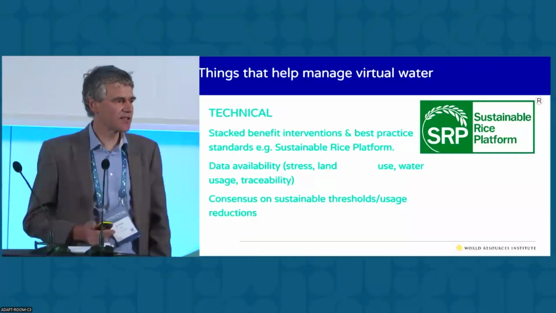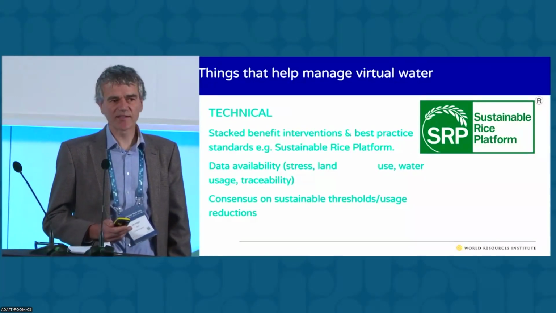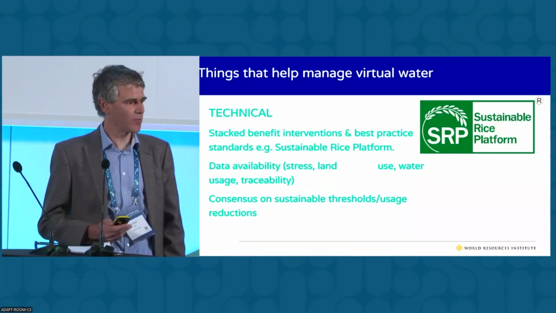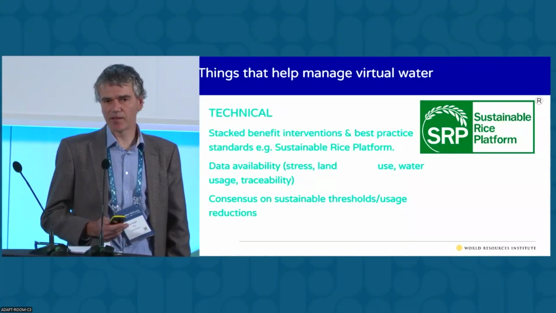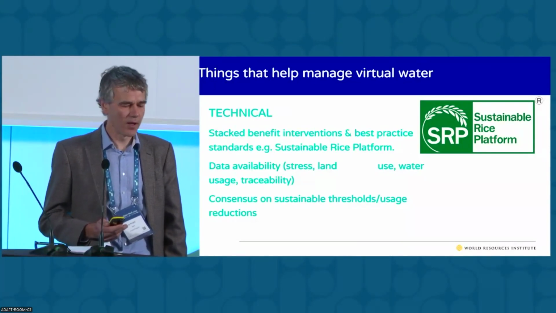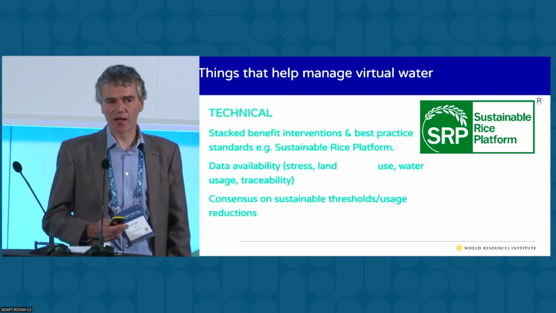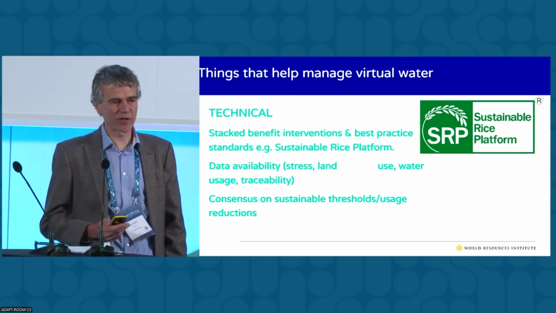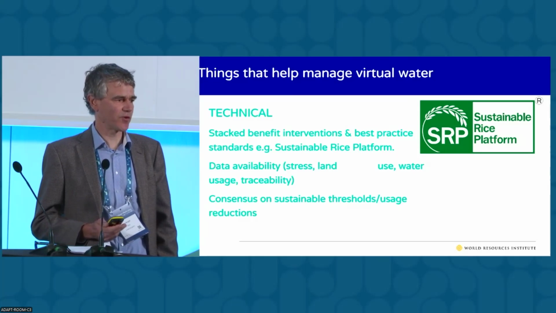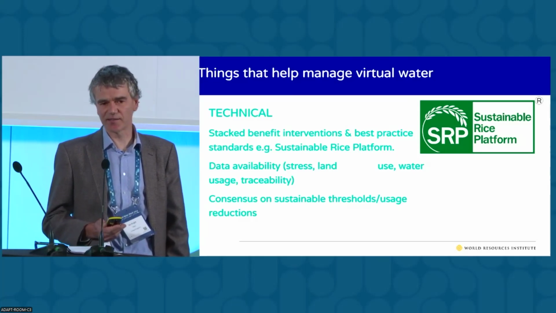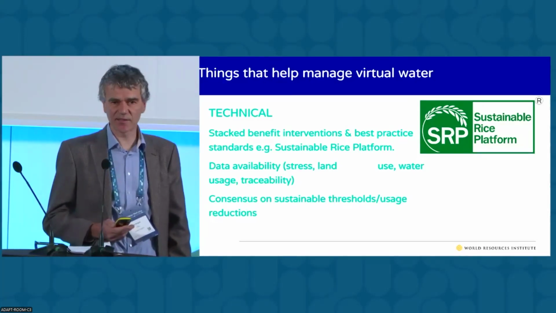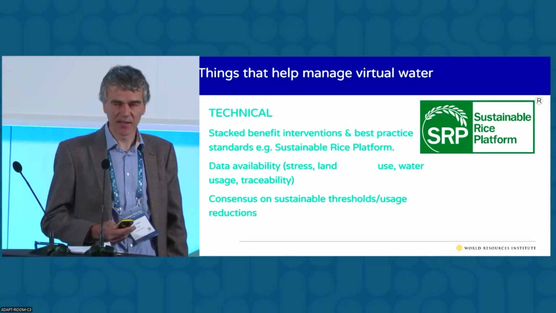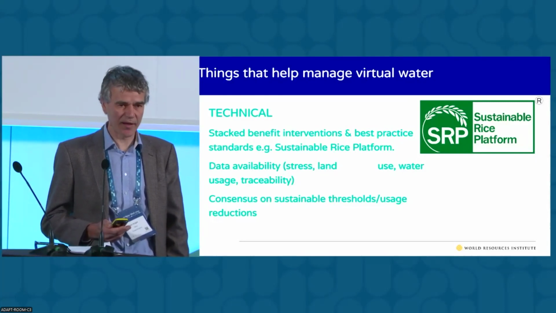So moving on to the technical side, rice is a hugely impactful crop globally from a water point of view. Initiatives like the Sustainable Rice Platform are extremely beneficial in terms of delivering on a stacked range of benefits, from greenhouse gas to water to societal impacts. So Mars is highly supportive of initiatives like that, particularly with regard to our rice buy.